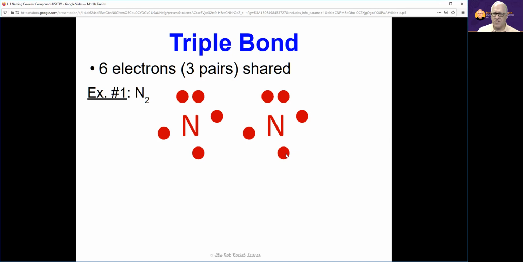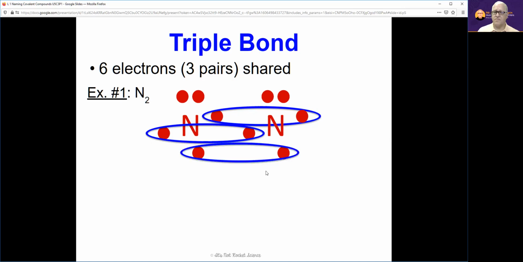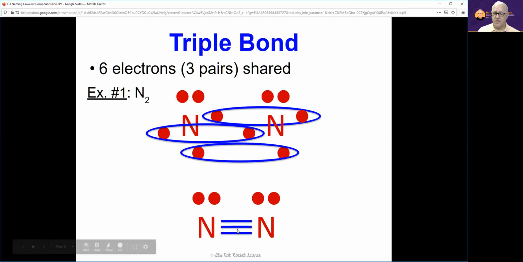Well, we have to start to share these so we can end up with 3 pairs being shared. We're going to share these 2. We're going to share these 2. And then we're going to share these 2. And we represent this by 2, 4, 6 electrons being shared. And then these other 2. And now we have a triple bond of N2. And you can do this with any of the elements that are nonmetals.